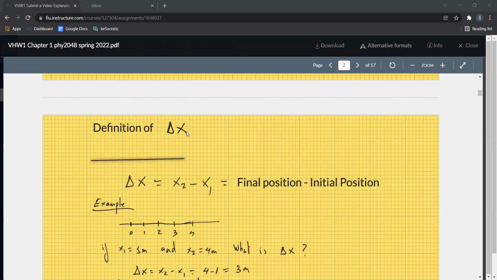Okay, now we're going to talk about a change in position, which is denoted as a change in x. X is typically our variable for position.